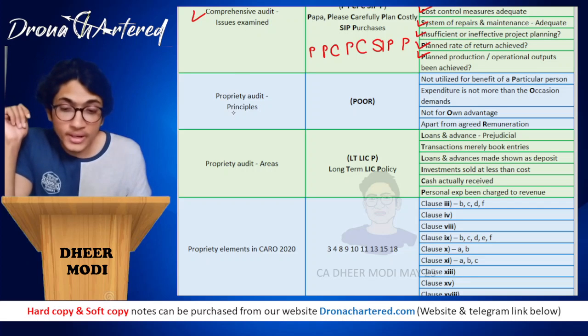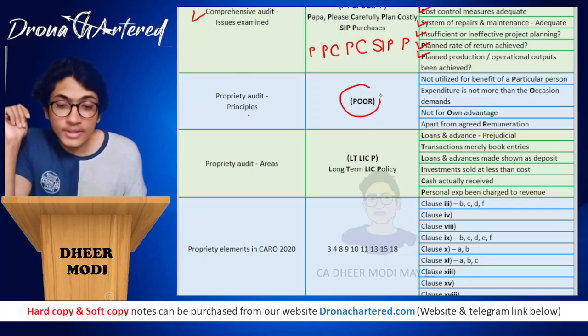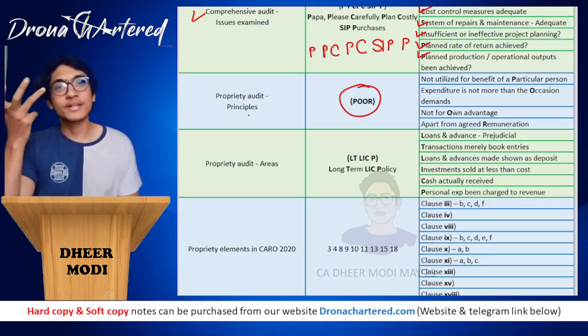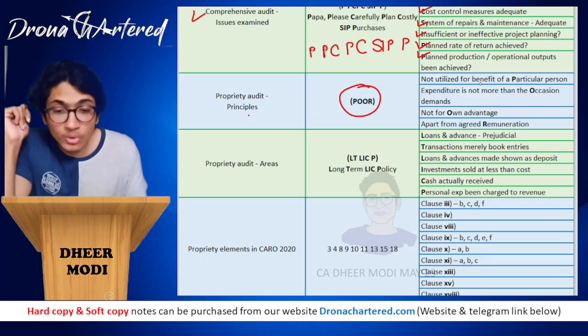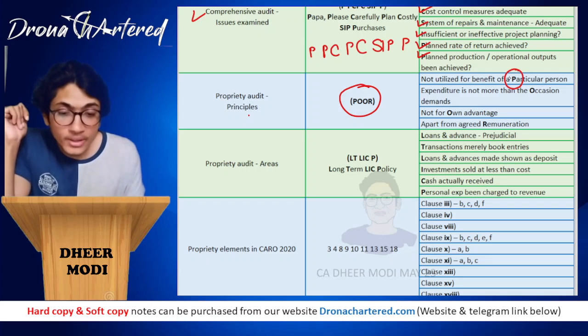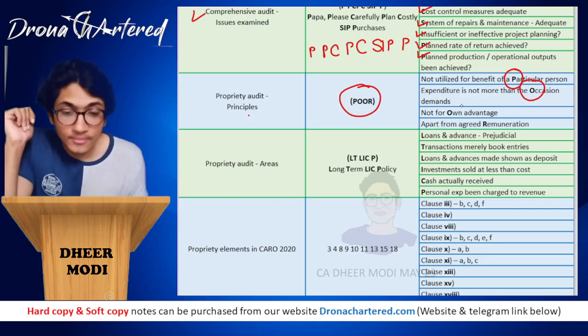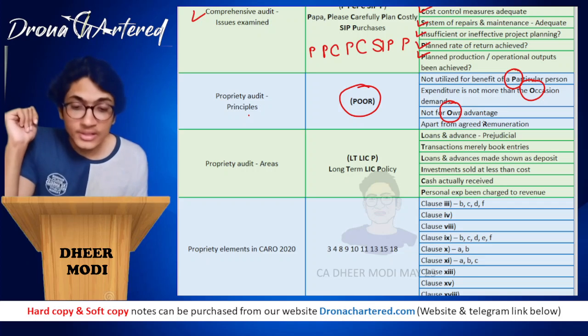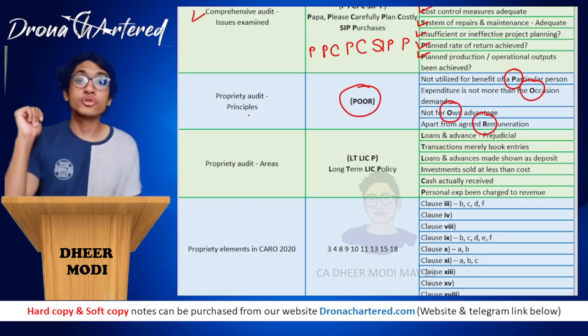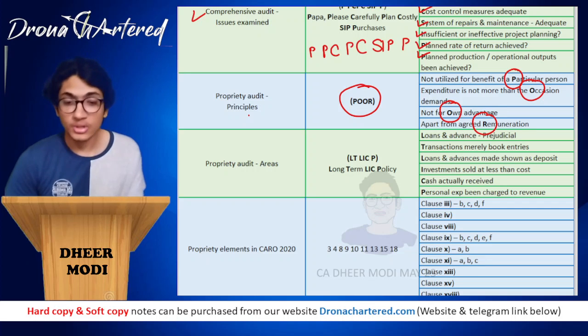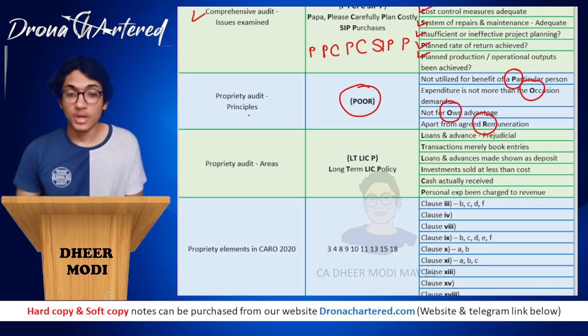Next we did your propriety audit principles. So this key is poor. Of course, everything is related to finance, so someone has to be poor also. So not utilized for the benefit of a particular person. Expenditure is not more than what the occasion demands, not for your own advantage, and it should be apart from remuneration, apart from agreed remuneration. Okay.